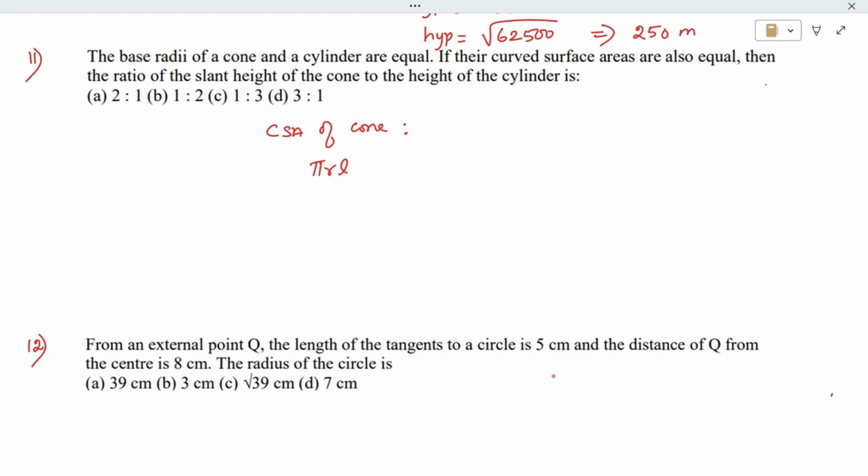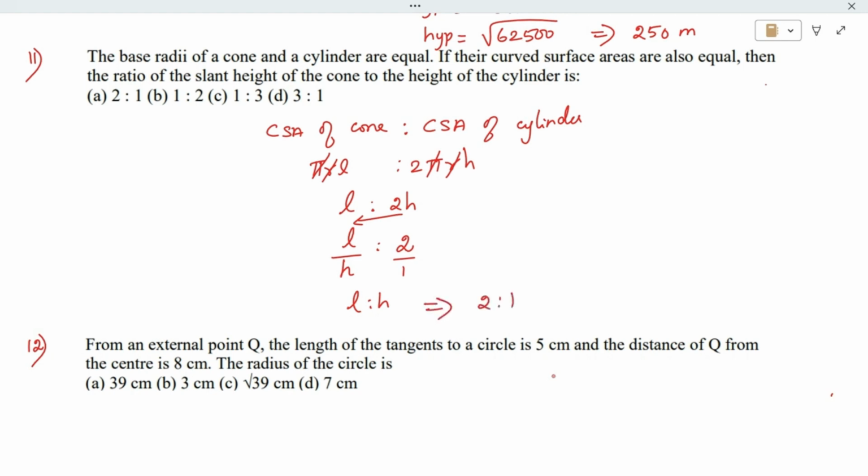Is to, that is a ratio of cone, is to CSA of cylinder. So what is the CSA of cylinder? That is 2 pi RH. Pi and pi get cancelled and they said equal radii. So R and R get cancelled. So L is to 2H. I need to find the ratio of slant height to the height of the cylinder, isn't it? So L by H, bringing H to the other side is 2. That is 2 by 1, isn't it? So L is to H is nothing but 2 is to 1. The option is A.